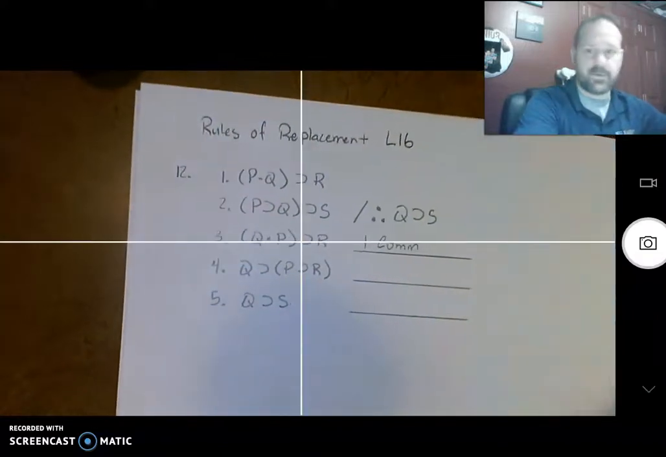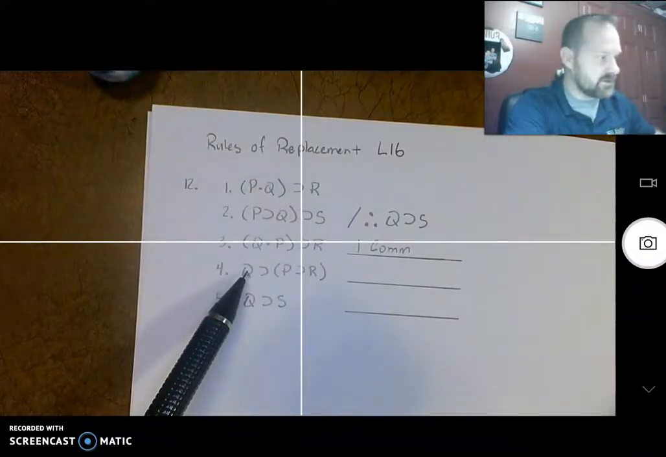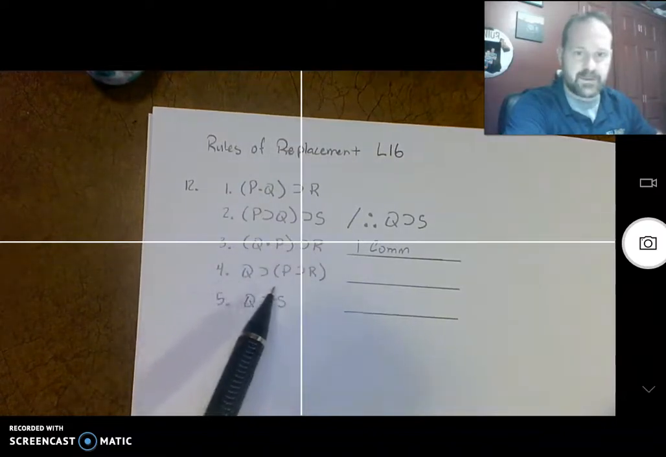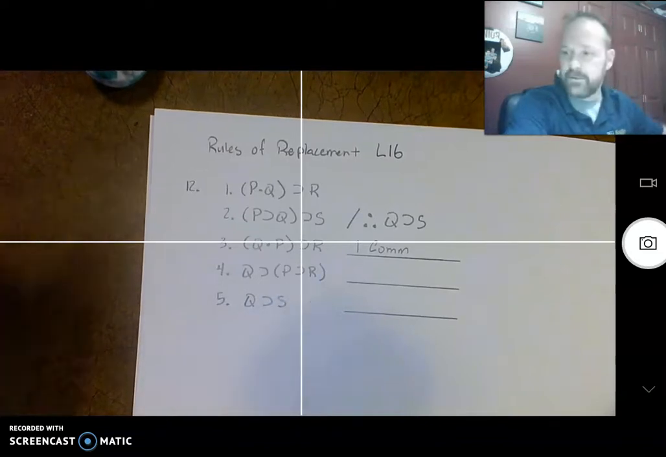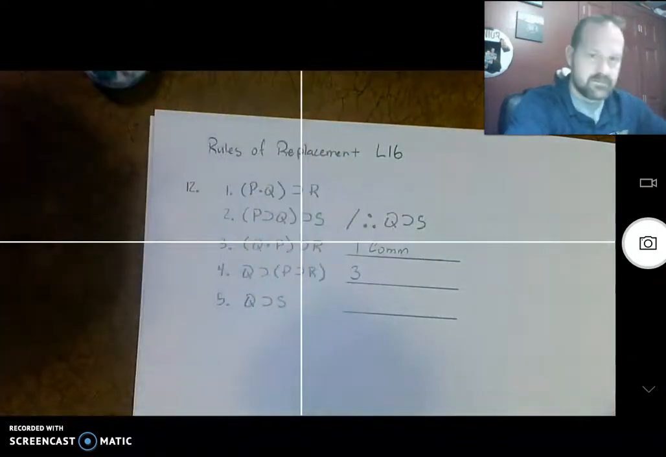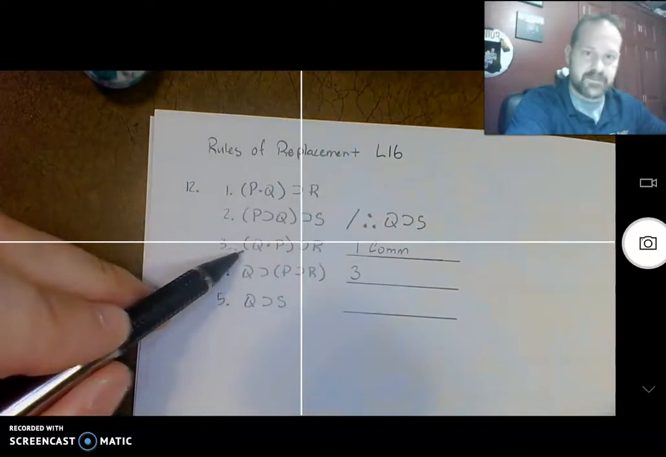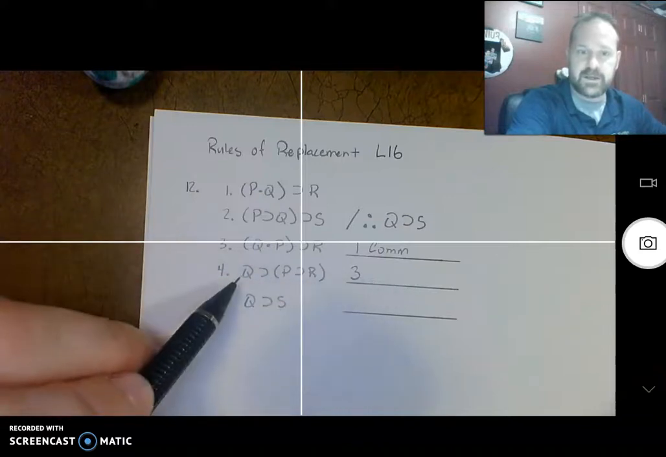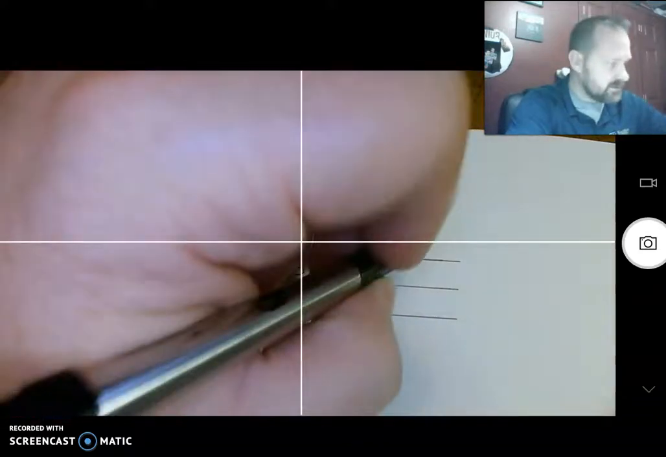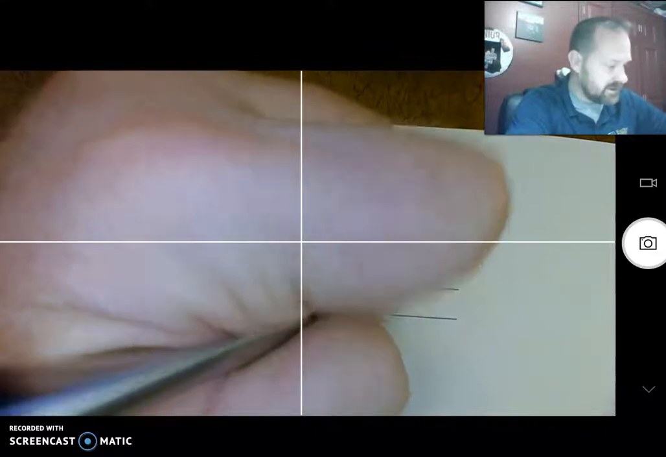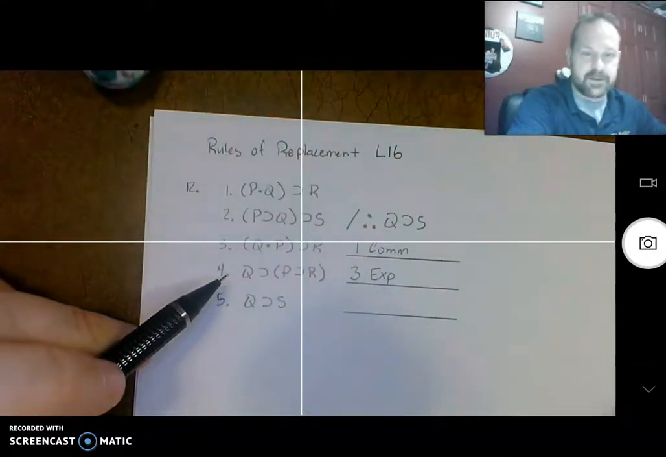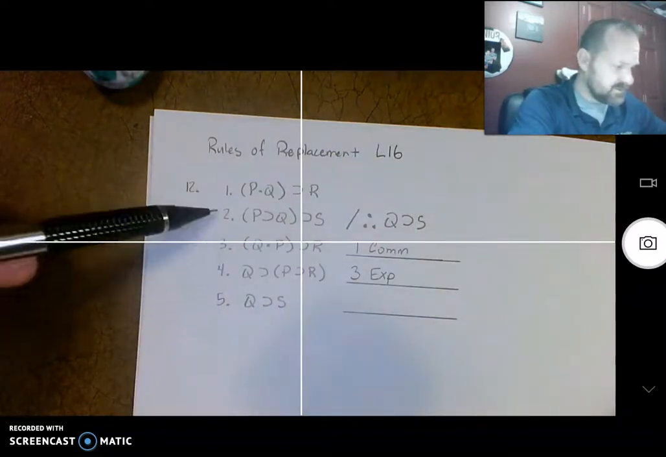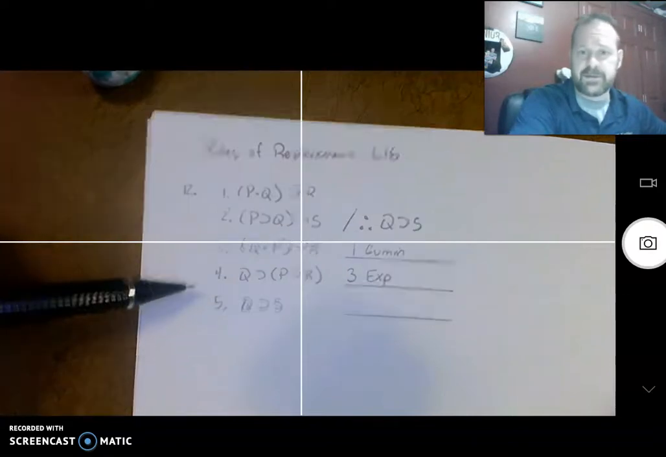Yes, the letters are capital here, but we've got this line, and then we immediately go to that line. So that's going to use line 3. If we use more than one line, we use a comma and list all the ones we use. And this one is exportation, so we just call it EXP. Then finally, this last one here is going to use both of these. And this is probably one of my favorites as a geometry teacher.